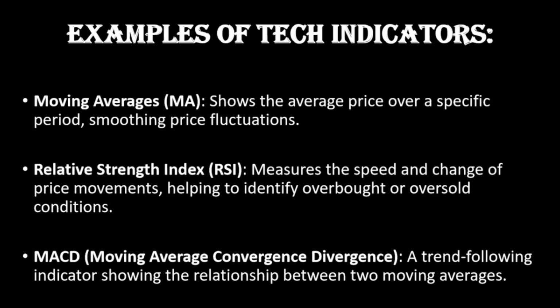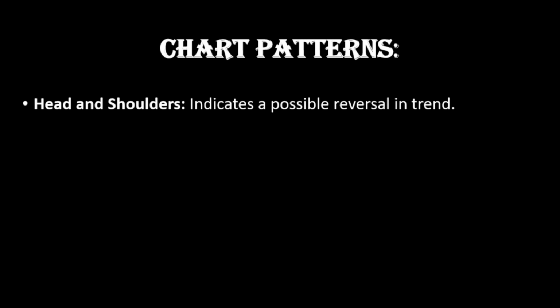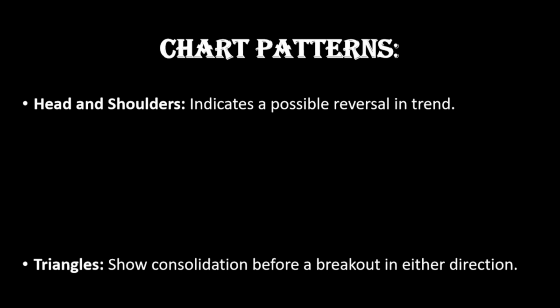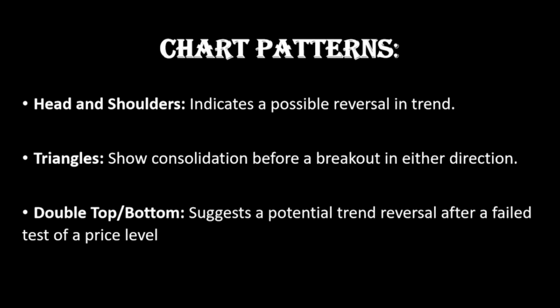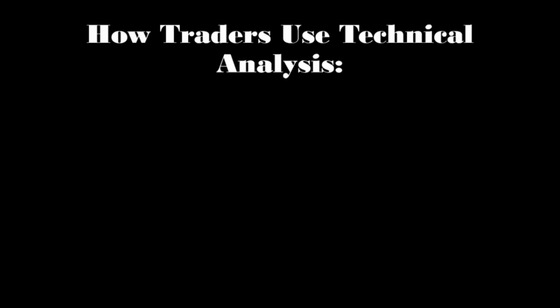MACD, Moving Average Convergence Divergence, is a trend-following indicator showing the relationship between two moving averages. If you want to master trend, this is the indicator that will give you that. Chart patterns: head and shoulders indicates a possible trend reversal. Triangle shows consolidation before a breakout in a direction. Double top and double bottom suggest a potential trend reversal after a failed test.